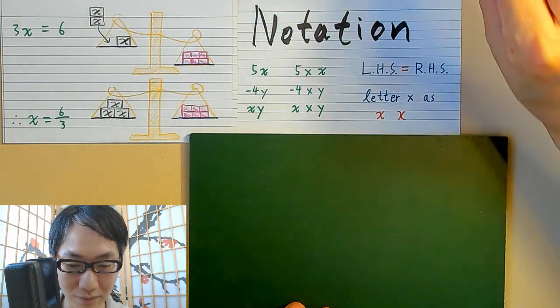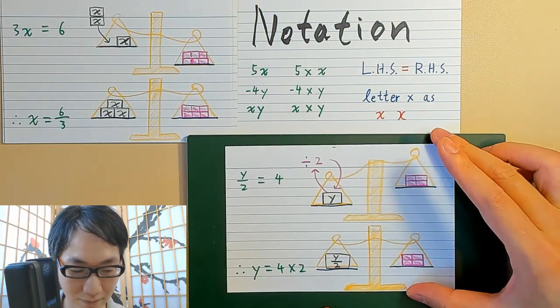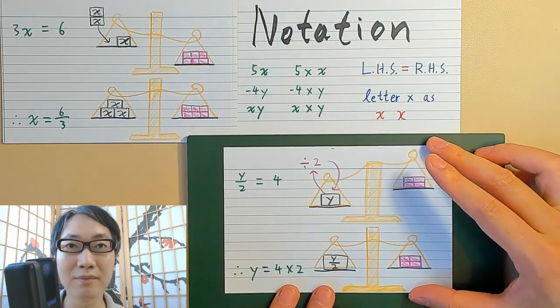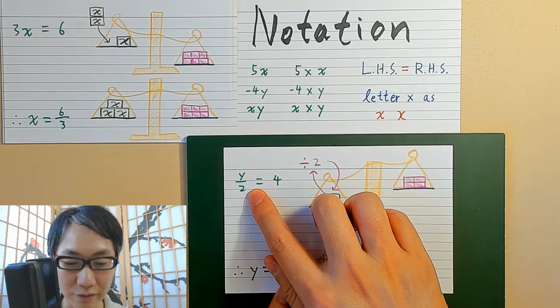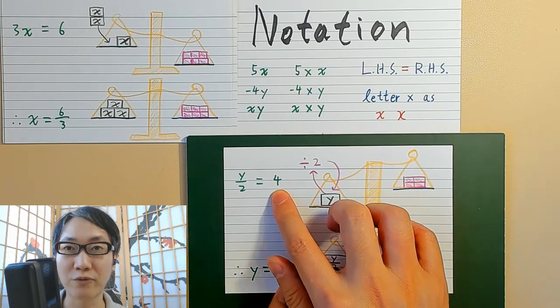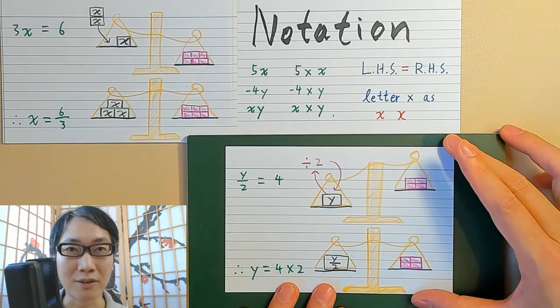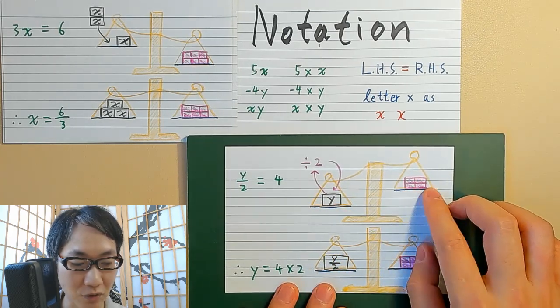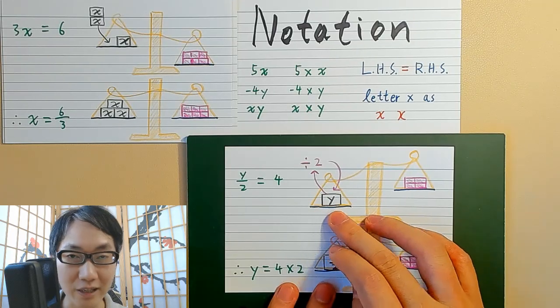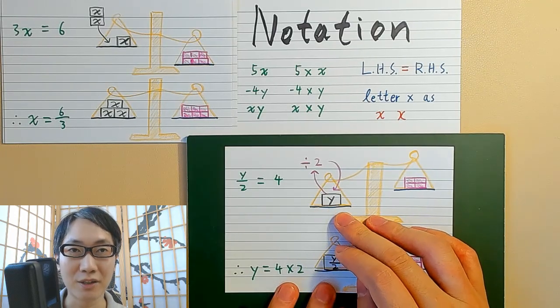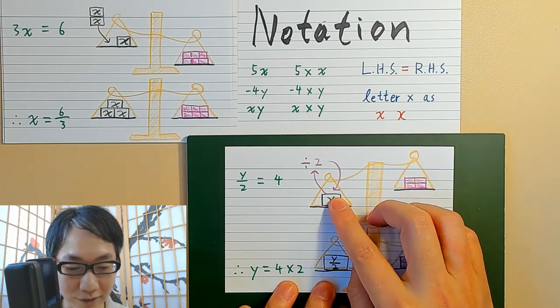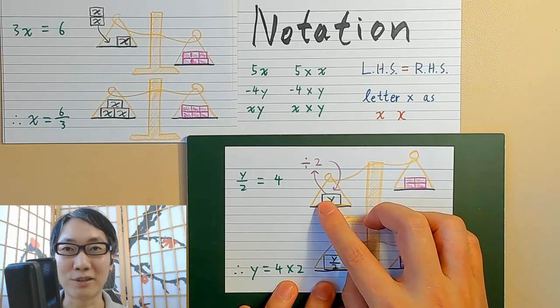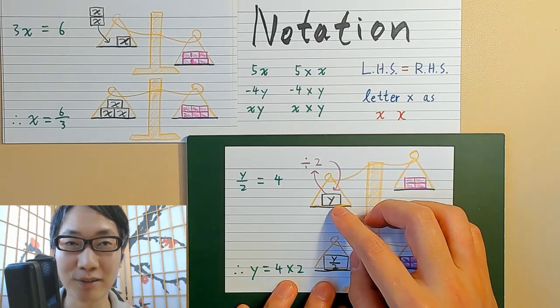Next one. We have y over 2 is equal to 4. So by putting y on the left and 4 unit masses on the right, we say that y is heavier. So then this one is a bit tricky. We have to ask somebody else to do this for us, because we cannot look inside y.